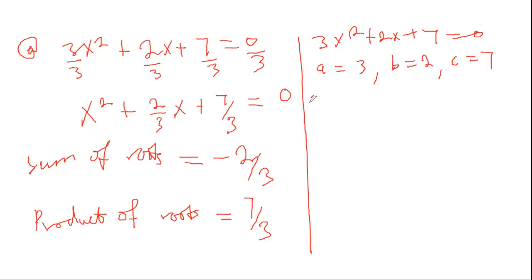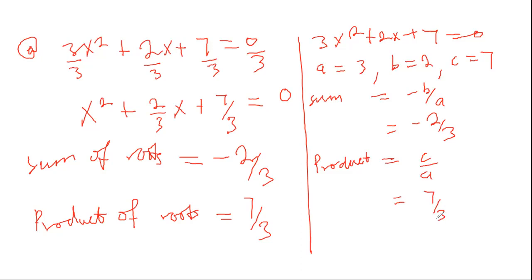So sum of roots is equal to negative b over a. This you can say is negative 2 over 3. And then product would be c over a. And this would simply be 7 divided by 3. So that is how we find the sum and product when we are given a quadratic equation, sum and product of the roots.